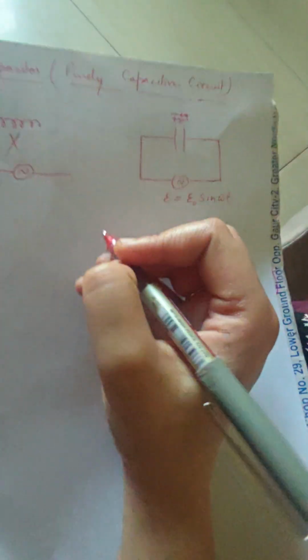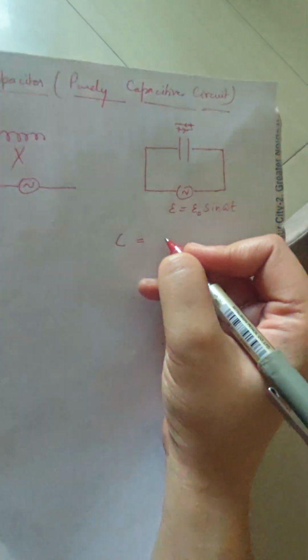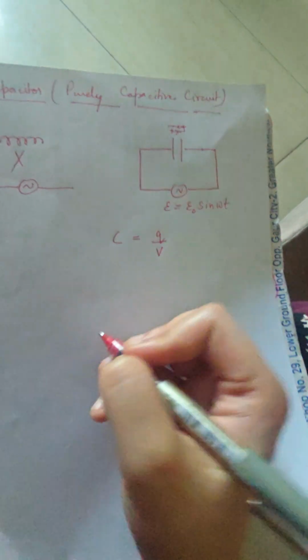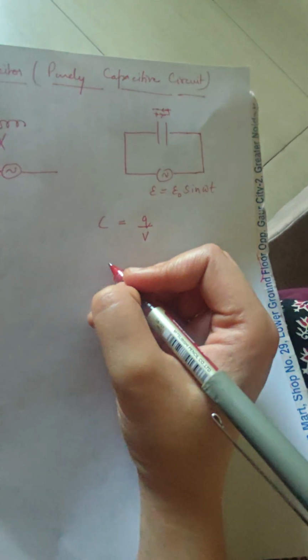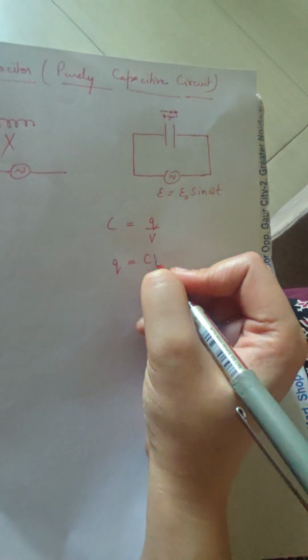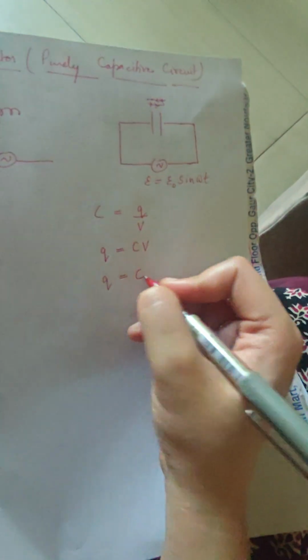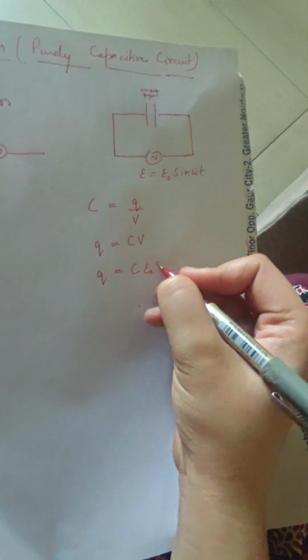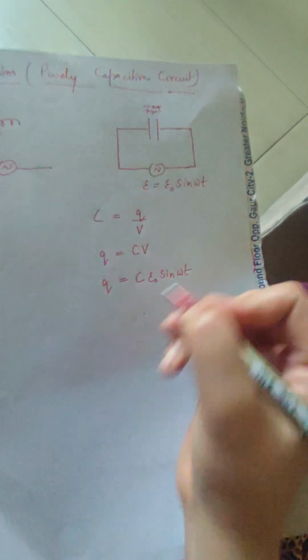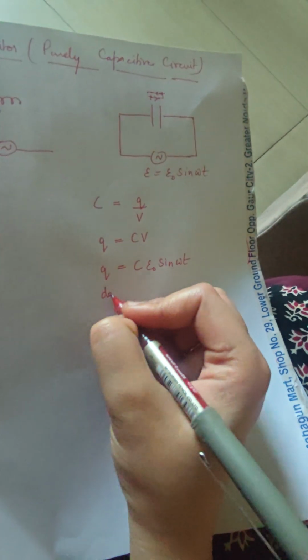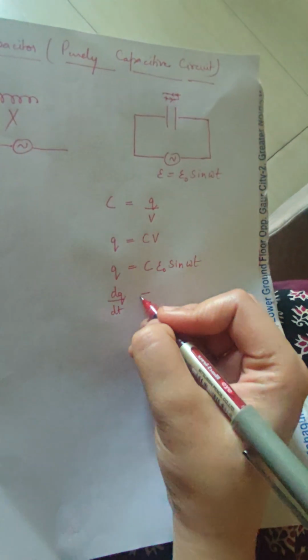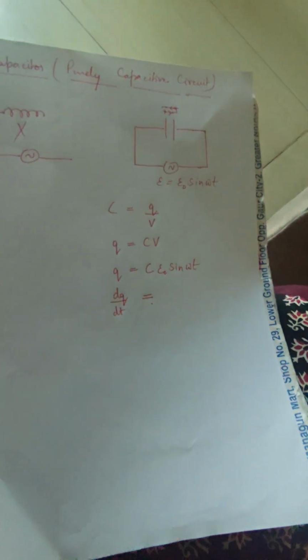So let's do this. We have studied that capacitance is the ratio of Q upon V. So Q is equal to CV. If Q is this and V is my applied voltage, which is E naught sine omega t, I can take this derivative, dQ by dt, so that I get an expression for current.